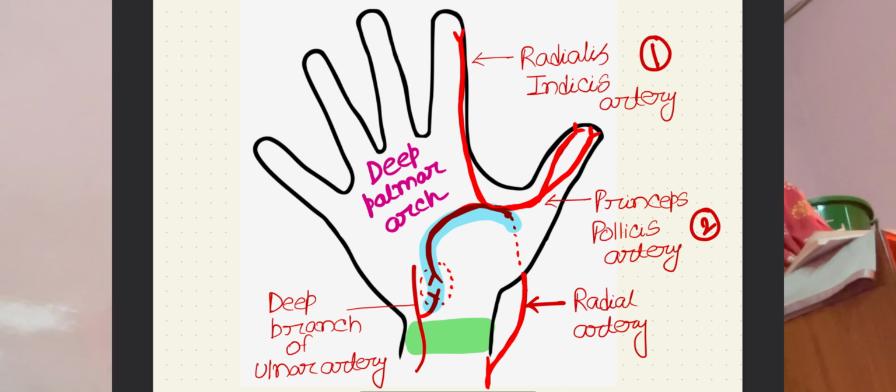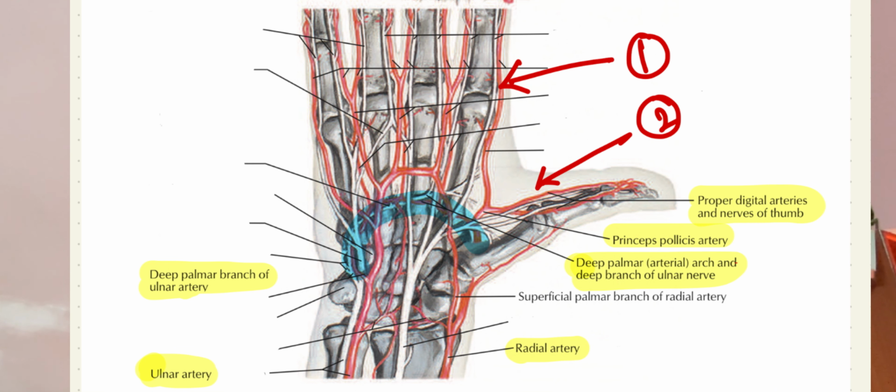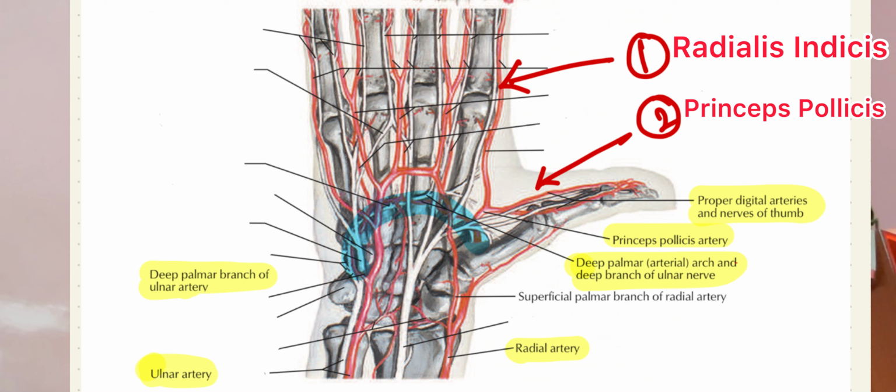So these are the two arteries which are coming out from the deep palmar arch, and this is the atlas image of the deep palmar arch. A bit difficult to appreciate, but still we can try. The deep palmar arch is highlighted in blue color, and from the deep palmar arch we can see that the artery marked number 1 is the radialis indicis artery, and number 2 is the princeps pollicis artery. So these are the two branches coming out from the deep palmar arch.